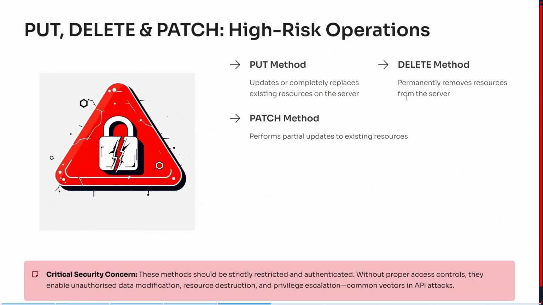So now let's talk about PUT, DELETE, and PATCH. PUT, DELETE, and PATCH are used to change or remove data. These methods are high risk if security is weak. Without proper control, attackers could modify or delete data. If we talk specifically about these three methods, the PUT method updates or completely replaces existing resources on the server. The DELETE method, which is self-explanatory, permanently removes resources from the server, and the PATCH method performs partial updates to existing resources.